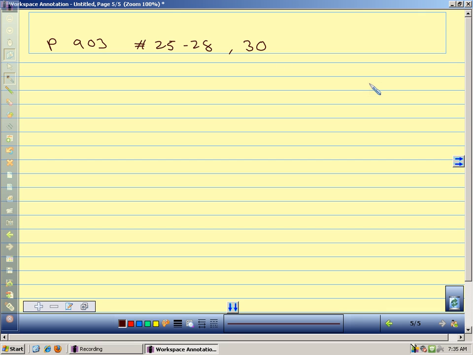How about the fourth one? Not continuous. Can't divide by 0. So our limit does not exist. And isn't that fourth one kind of a cool looking function? Yeah.